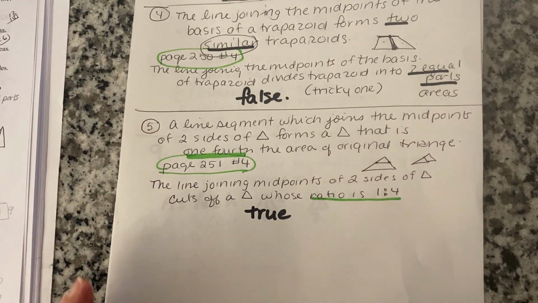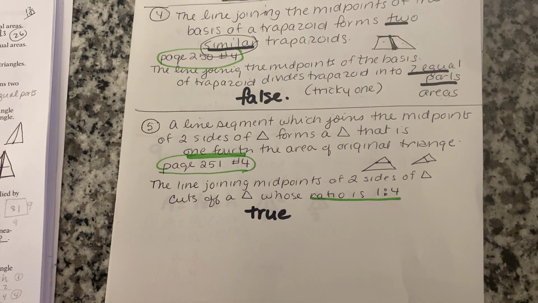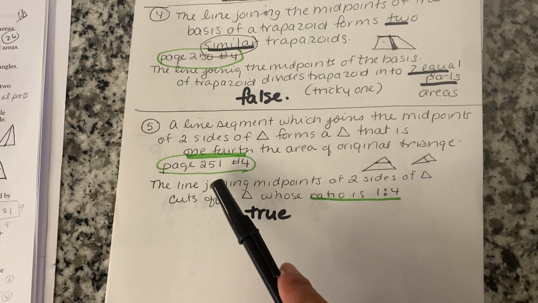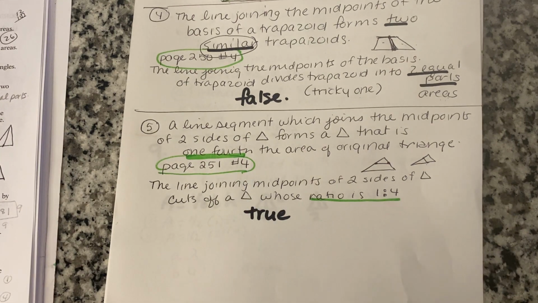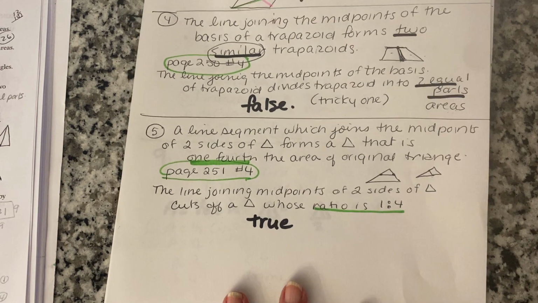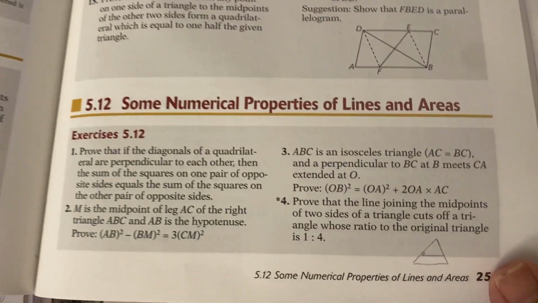So number 5. Number 5 says a line segment which joins the midpoints of 2 sides of a triangle forms a triangle that is 1/4 the area of the original triangle. On page 251, number 4, we can sit here and try to figure this out. Is it going to be 1/4? Let's find out. Let's turn to 251, number 4. Another hidden one they got there.